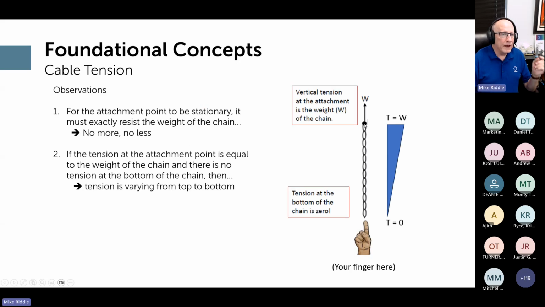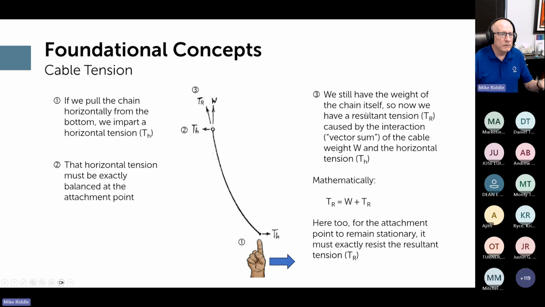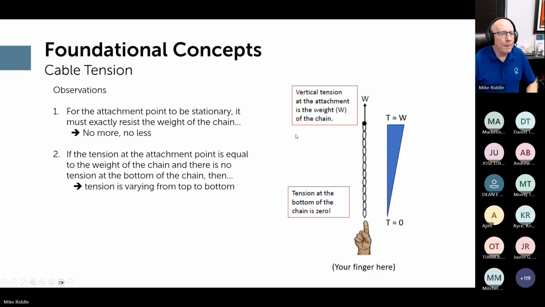So for the attachment point to remain stationary, the attachment point is providing the counter to the weight. And as I mentioned already, the tension at the bottom of the chain is 0. So if there's tension here at the top, that results from the weight of the chain, but there's no tension down at the bottom, that means that the tension is varying from bottom to top. Maximum at top, minimum at the bottom. Here's the variance, like an illustration of that concept.